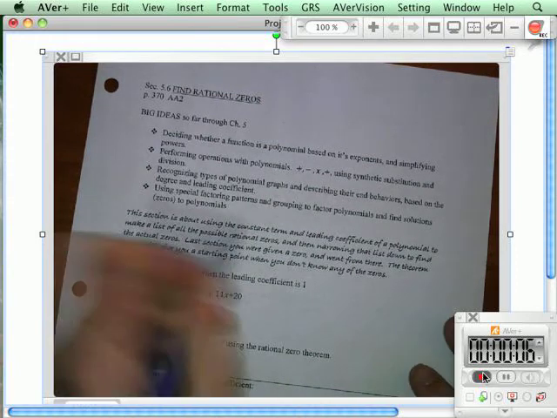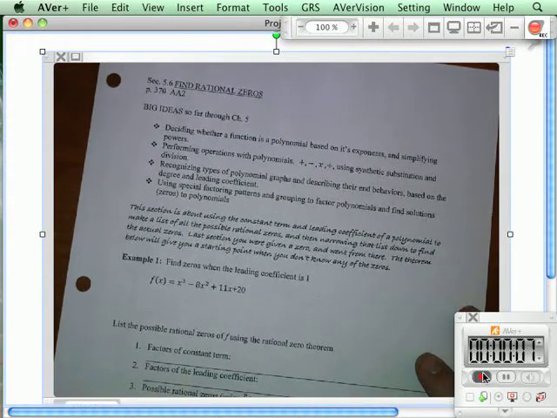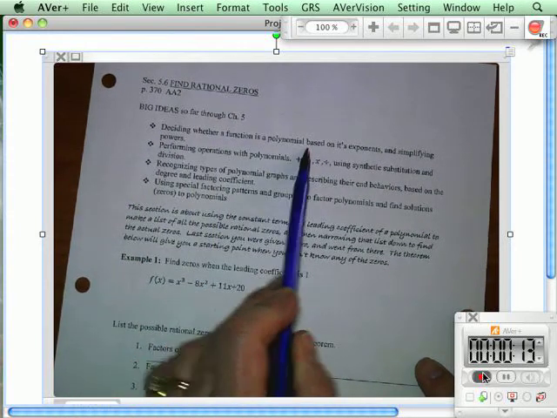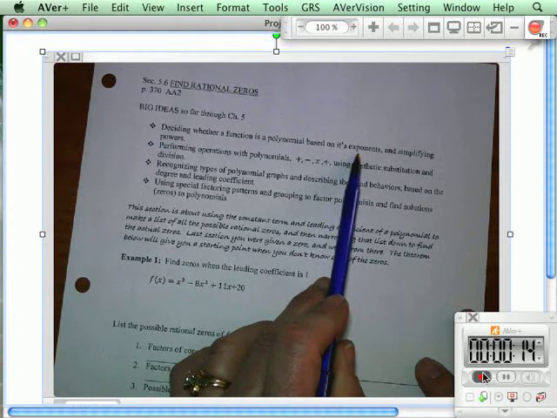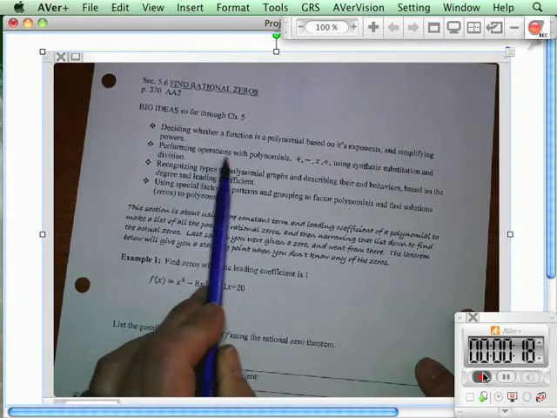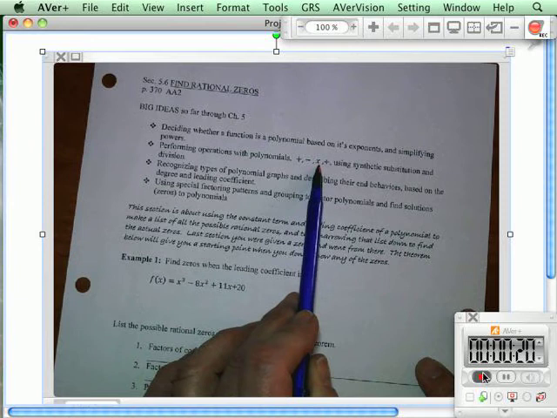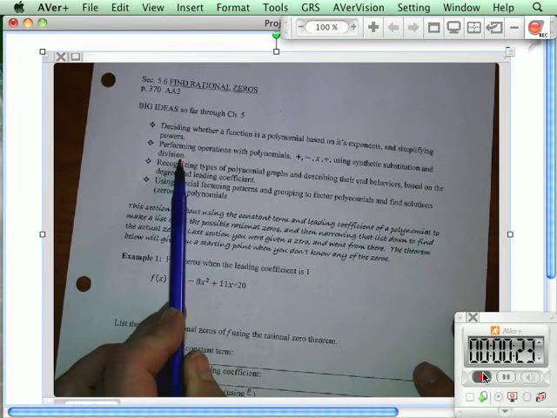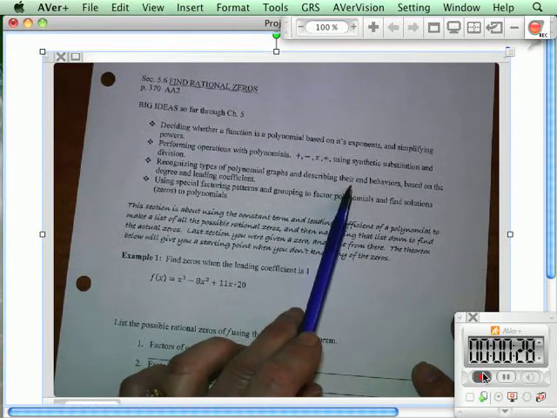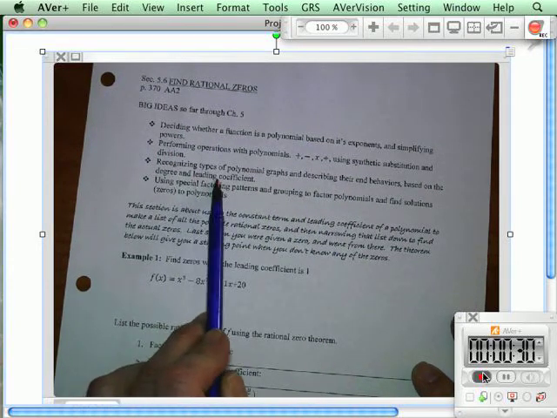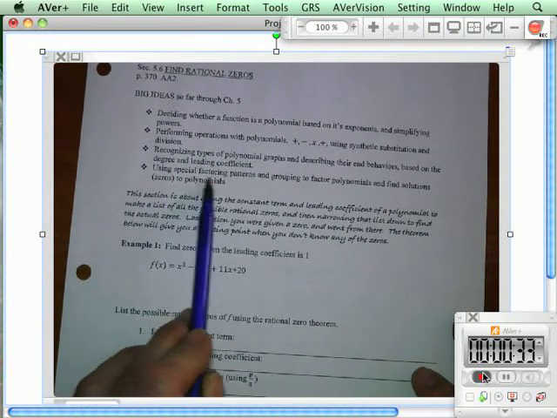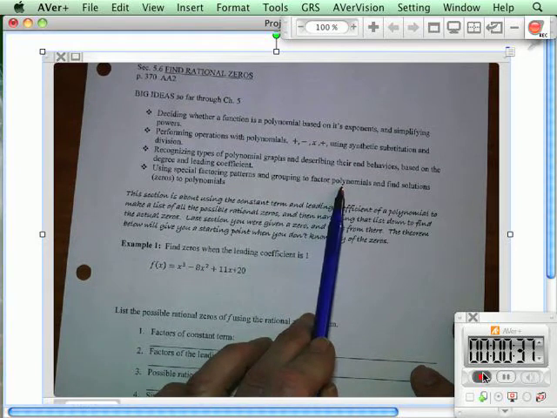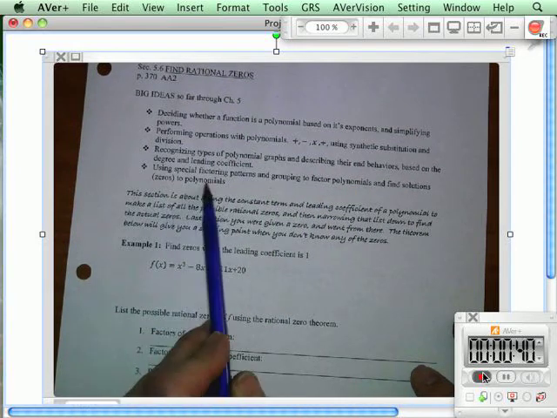Instead of doing a warm-up, I thought I would do a little bit of a summary so far through Chapter 5. What you've done basically is deciding whether a function is a polynomial based on its exponents and simplifying powers, performing operations with polynomials: add, subtract, multiply, divide using synthetic substitution and division, recognizing types of polynomial graphs and describing their end behaviors based on the degree and leading coefficient, and using special factoring patterns and grouping and the box method to factor polynomials and find solutions or zeros to polynomials.